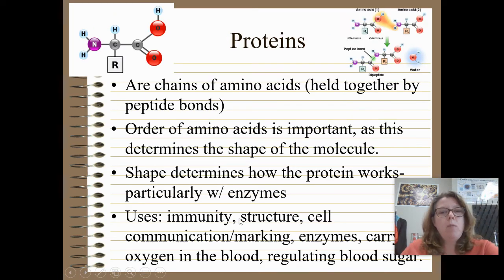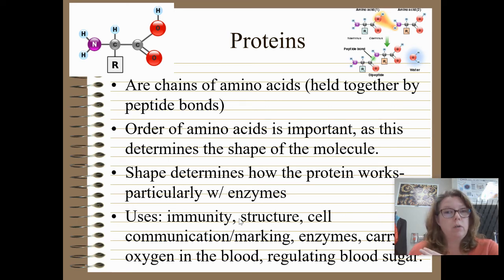Okay. Then we get to the big one. This is the most versatile category of biochemicals that there is. This group, the proteins, does everything in the body. Just a whole bunch of things. They transmit information from cell to cell. Okay. They're responsible for nerve impulses.